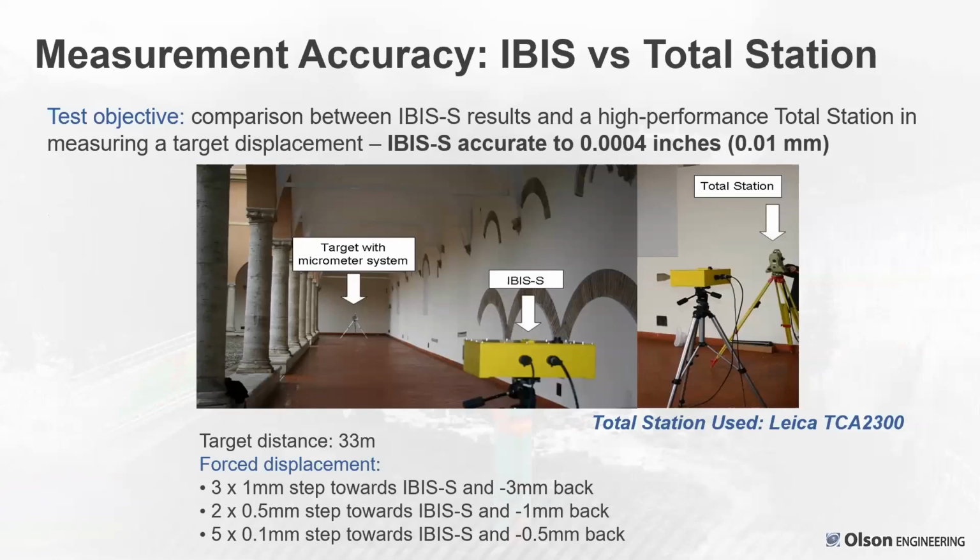I included this from some work that IDS did early on to prove the accuracy of the IBIS system versus a total station. So they've established that it's accurate to 0.004 inches, or 4/10,000ths of an inch, which is 100th of a millimeter. They set up a target to reflect the radar energy, focused the IBIS and the total station at it, and did a series of steps. There were 3 1 millimeter steps, a couple of 0.5 millimeter steps, as compared with the total station.